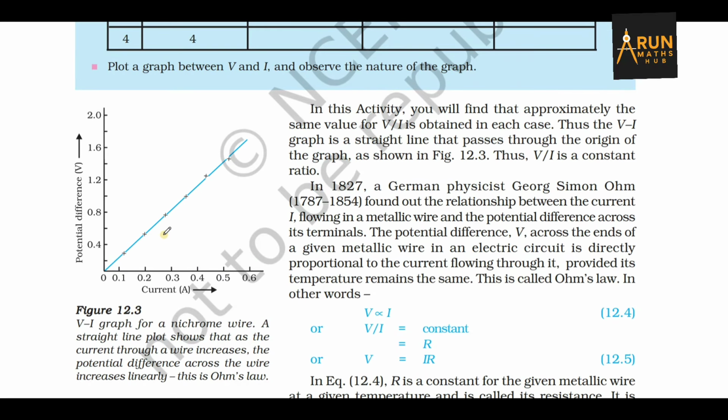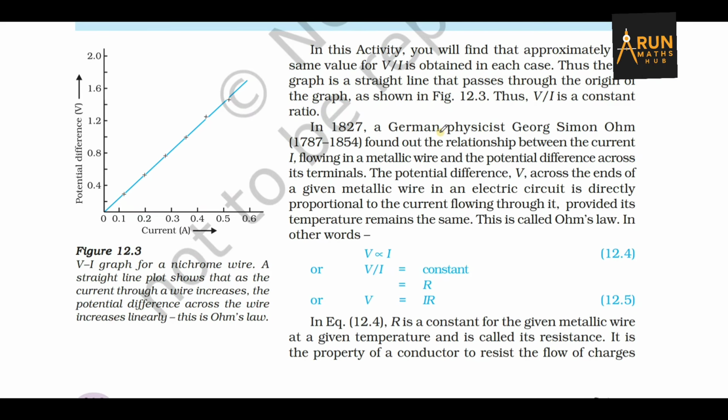Now the important definition of Ohm's law. In laws you cannot change anything; it is there in the textbook and you need to write it as it is. Ohm's law states that the potential difference V across the ends of a given metallic wire in an electric circuit is directly proportional to the current flowing through it, provided its temperature remains the same. This is called Ohm's law.